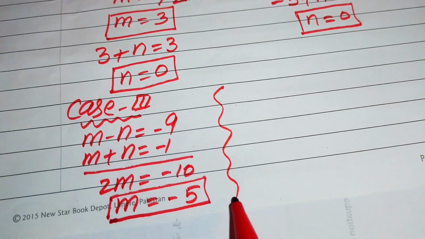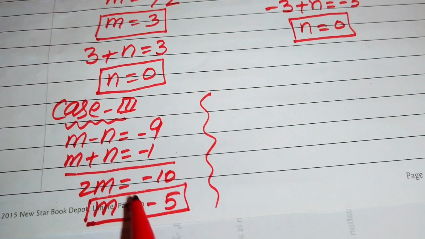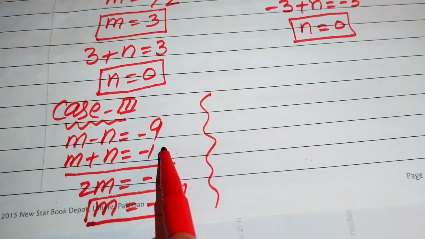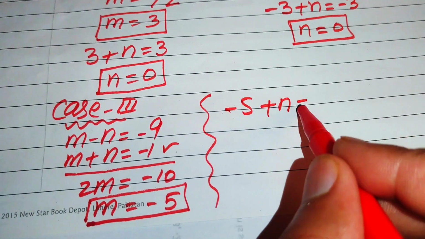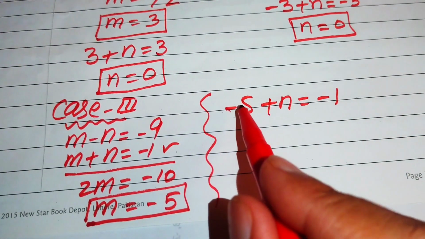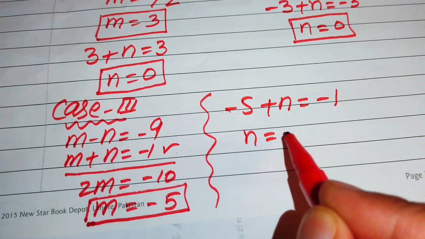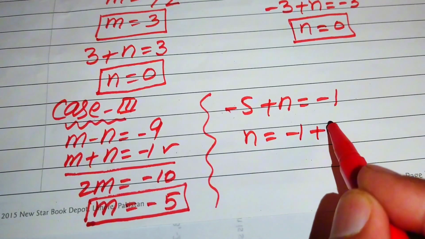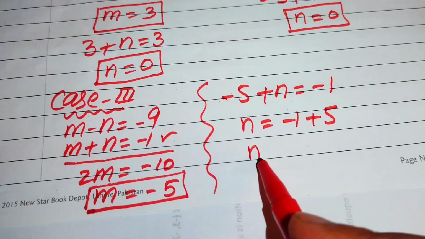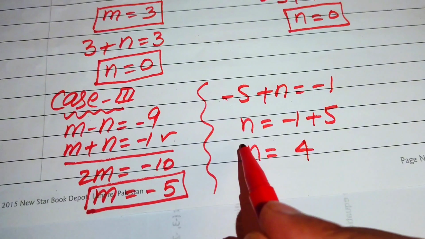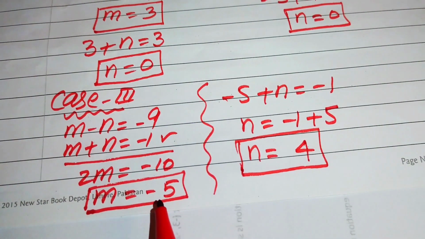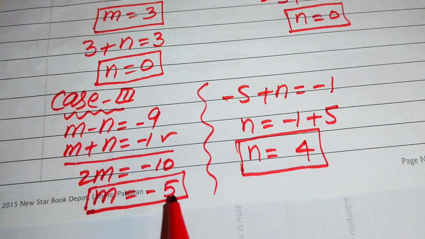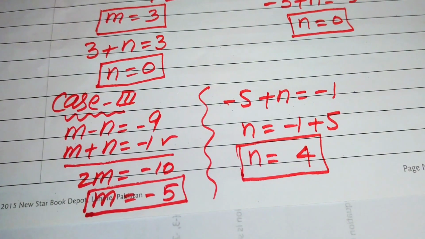So now we substitute this value of m equals minus 5 in this equation. So you get minus 5 plus n is equal to minus 1. So we move this minus 5 to the right hand side and it will be written as minus 1 plus 5. So finally you get the value of n is equal to 4. So in this case we have two values of m and n. So m is minus 5 and n is 4.